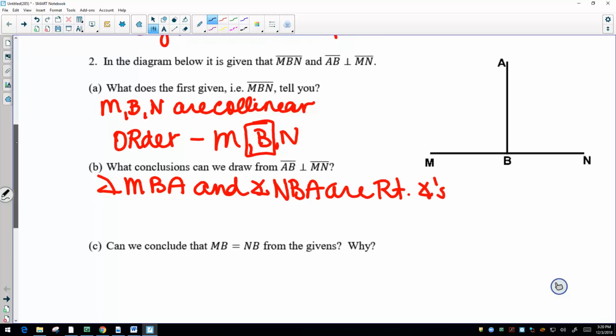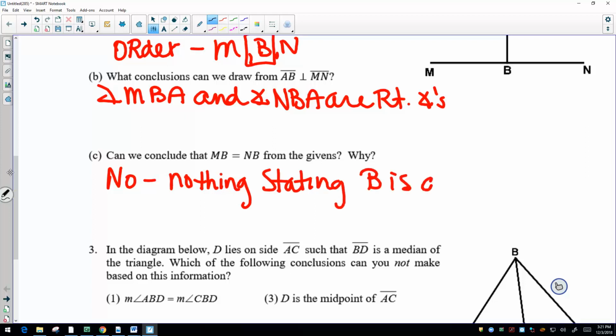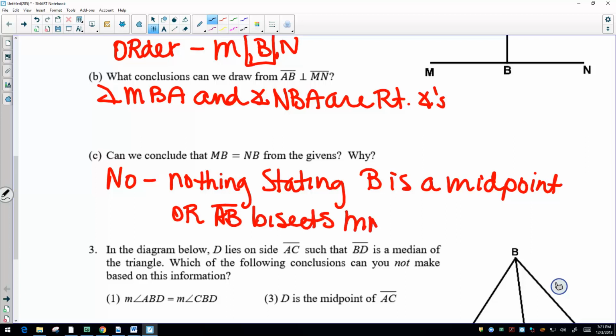And then the question is, well, can we say that MB is congruent to NB? And we'd have to say no. There's nothing on there that says that it's bisected. There's nothing on there that says that it's a midpoint. So there's nothing stating that B is a midpoint or that AB bisects segment MN. Something like that would have to be stated in order for us to know that MB and NB would be equal.